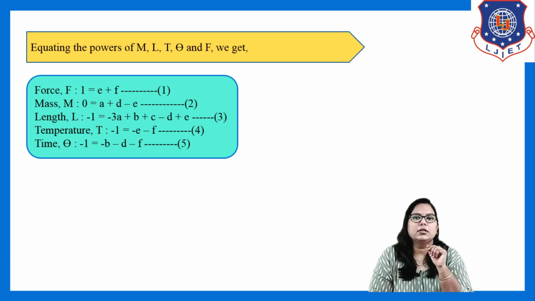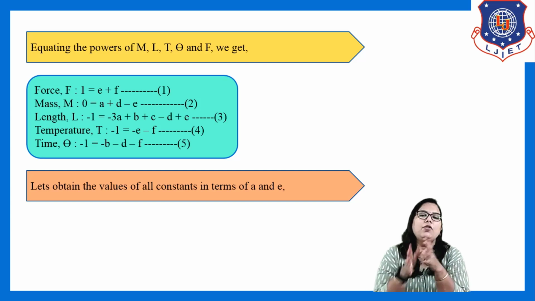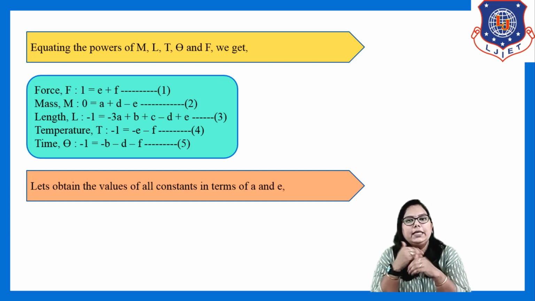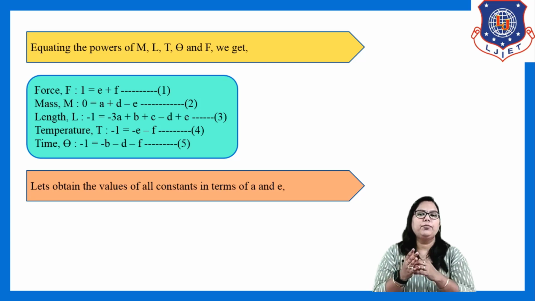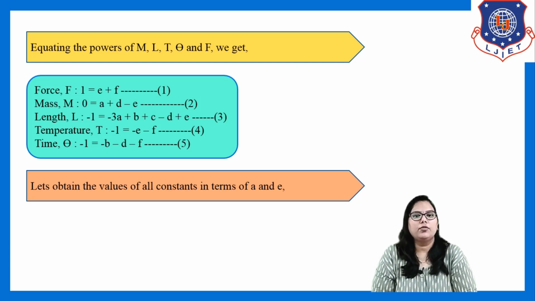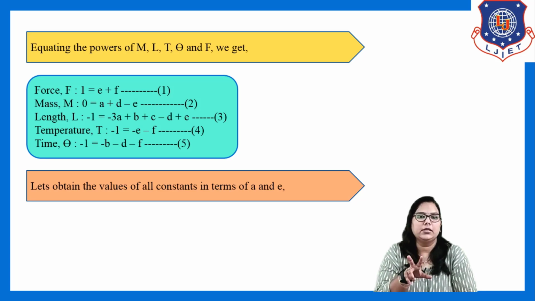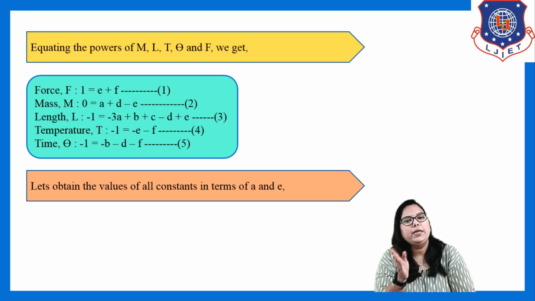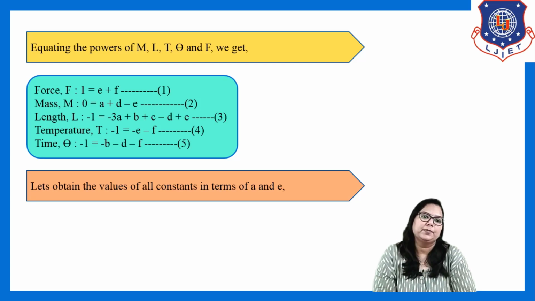Now if you see these equations, we have to rearrange these variables or constants in such a way that we can make a group. So in the next step, we have to obtain the values of all the constants in terms of any two variables. Here we have taken two variables a and e. That means I want all the constants in the form of a and e. So the remaining are b, c, d and f, and I have to make the equations of b, c, d and f in the form of a and e.